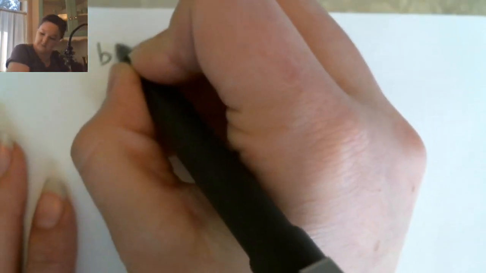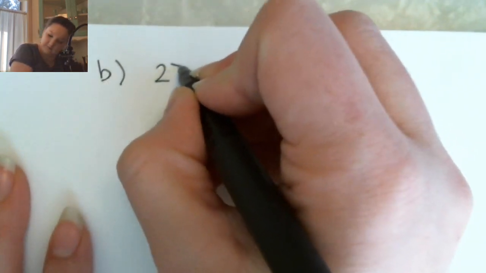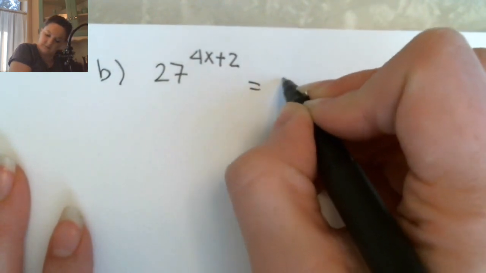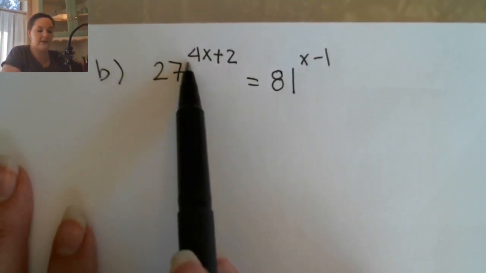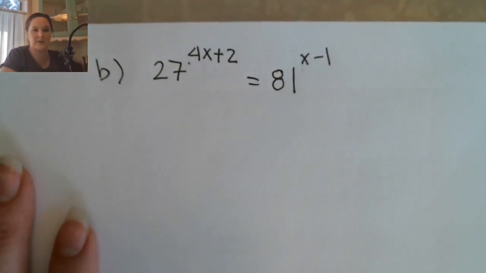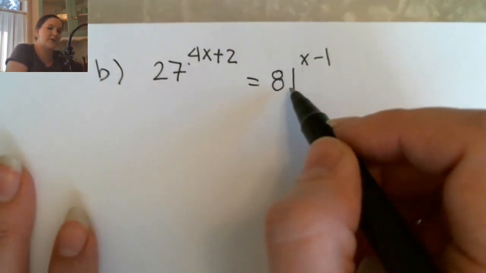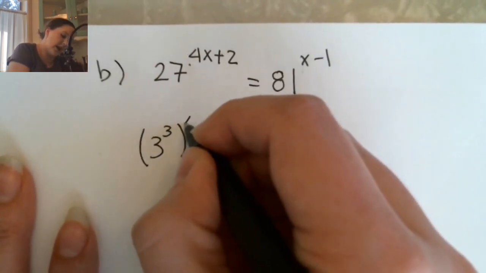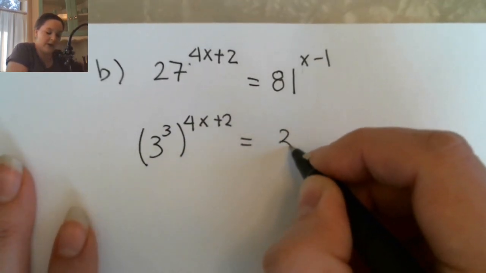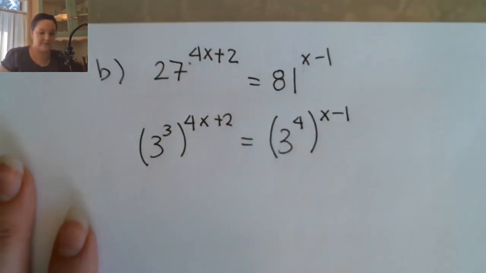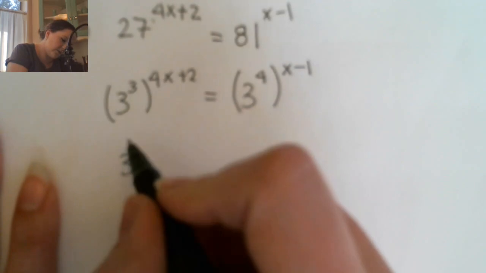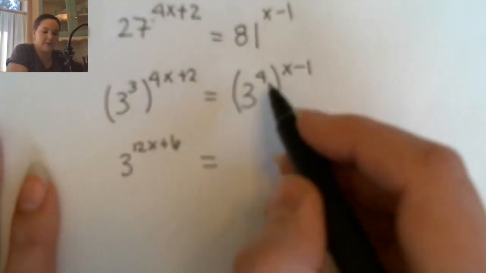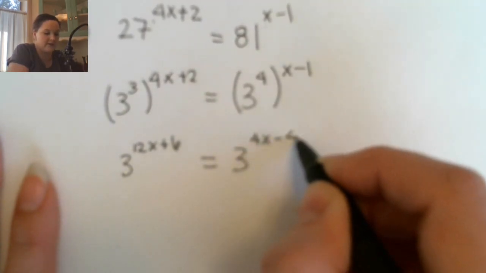All right, let's try that same technique with a different example. Okay. Now again, we want to pick something that we could rewrite 27 in terms of that base, and we could rewrite 81 in terms of that base. Okay, so in this case, you can see they're both powers of 3, so I think that's our best bet. So we'll rewrite 27 as 3 cubed, and we'll rewrite 81 as 3 to the 4th. Okay, now we're going to use our basic exponent rules, 3 times this exponent. So I'm going to distribute to give me 12x plus 6. Okay, and I'm going to do the same thing here to give me 4x minus 4.